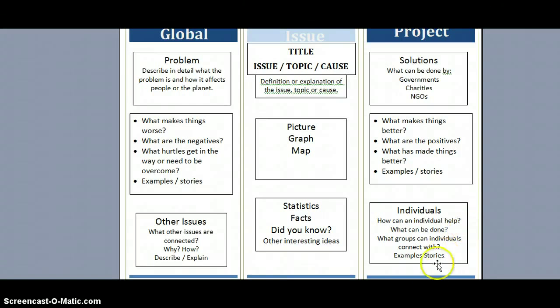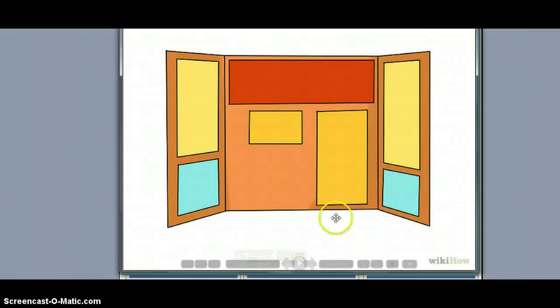So these templates should give you a good idea of how you would use your tri-board, okay? And you would have a lot of interesting information, pictures, maps, and graphs, and all sorts of things.